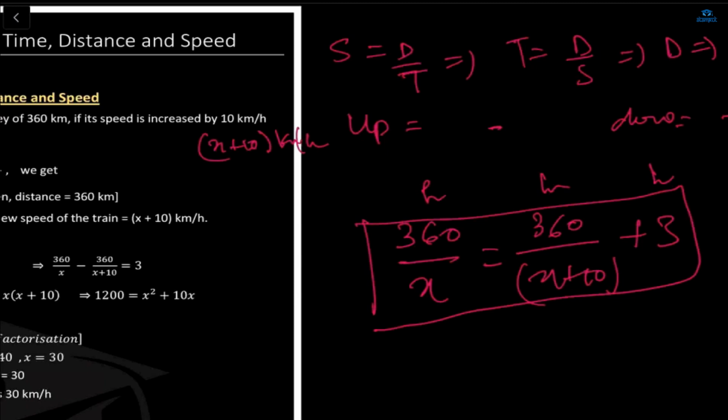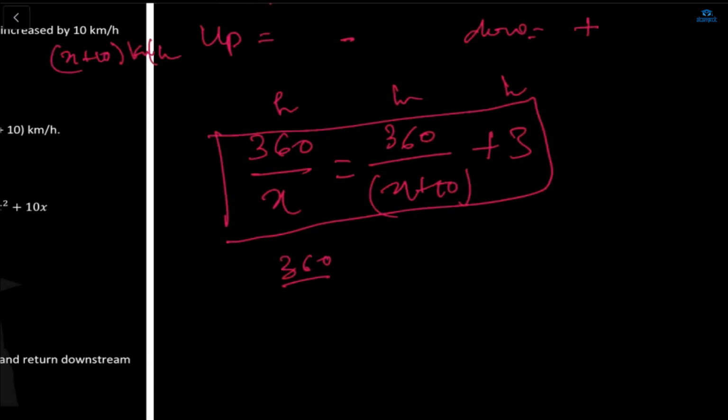Okay, so let's see. 360 by x minus 360 by x plus 10 minus 3 is equal to 0. You can take everything on one side, so now we need to solve it.